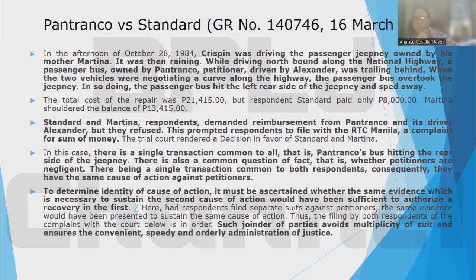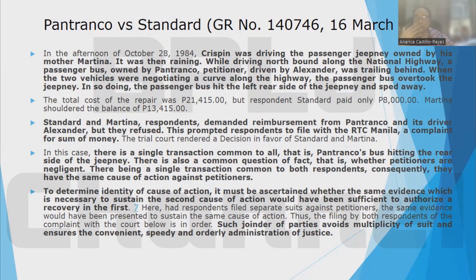The total cost of the repair was 21,000, but the respondent Standard paid only 8,000. So Martina shouldered the balance. Standard and Martina demanded reimbursement from Pantranco and its driver, Alexander, but they refused. This prompted the respondents to file with the RTC a complaint for a sum of money. So remember, we have two causes of action.